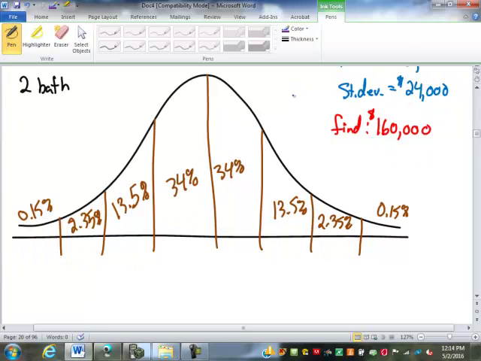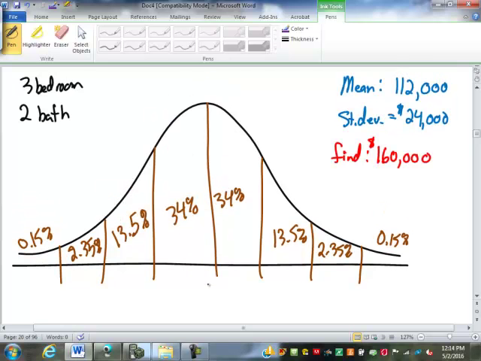So anyway, the center of this is going to be the mean. Our mean was 112,000. So I'm just going to write 112. The standard deviation is 24, so we go up or down by 24,000 at each step. So subtracting 24 here would be 88,000. Subtracting another 24 would be 64,000 and 40,000. Going up by 24, 136, 160, and 184,000.